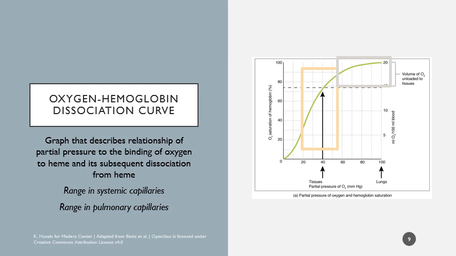If you think about the pulmonary capillaries, those are right next to the alveoli, which are bringing in oxygen-rich air from the external environment. Of course, there's a higher partial pressure of oxygen there, and so there's going to be a higher oxygen saturation of hemoglobin.